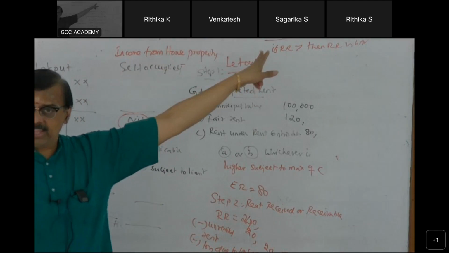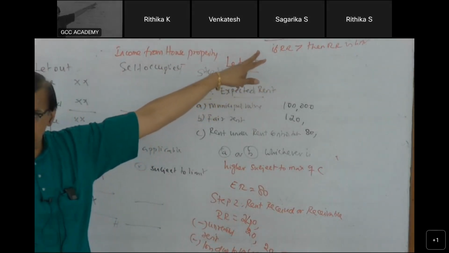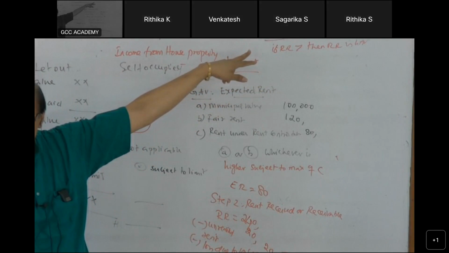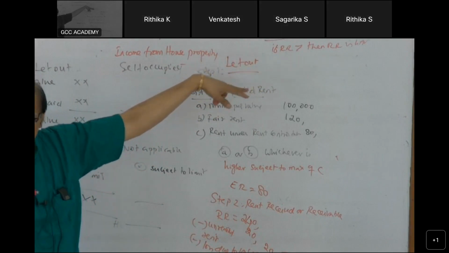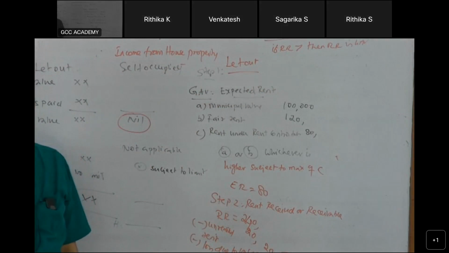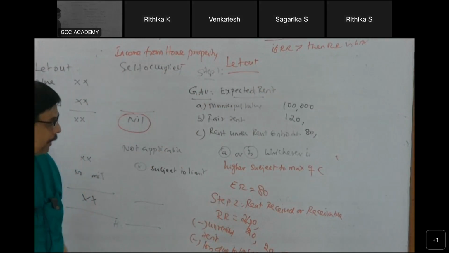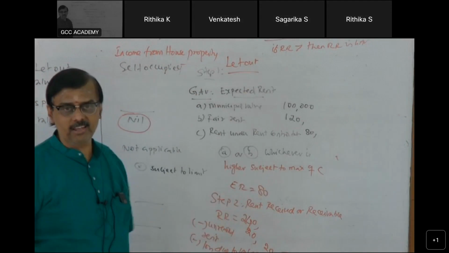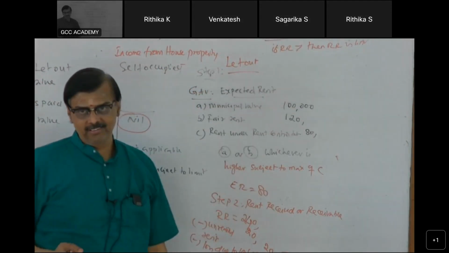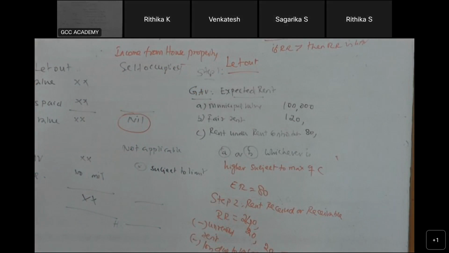ER minus vacancy calculate பண்ணும்போது ஒரு figure வருது. அந்த figure RR ஓட திருப்பி compare பண்ணணும். அப்போ RR greater இருந்தா RR becomes your GAV, இல்லாட்டி what is your GAV? So simple example, ER minus vacancy is 90. Let us say expected rent is 120, vacancy is 30. What is ER minus vacancy? Vacancy allowance ஐ கழிச்சா 90. RR is 110.